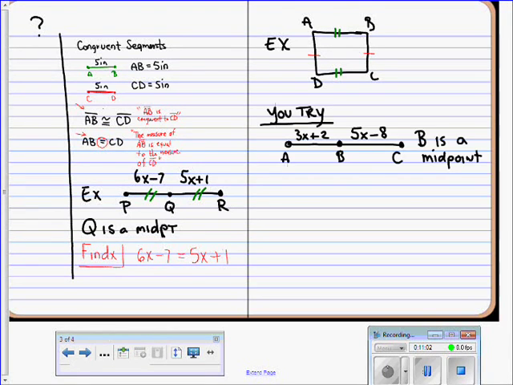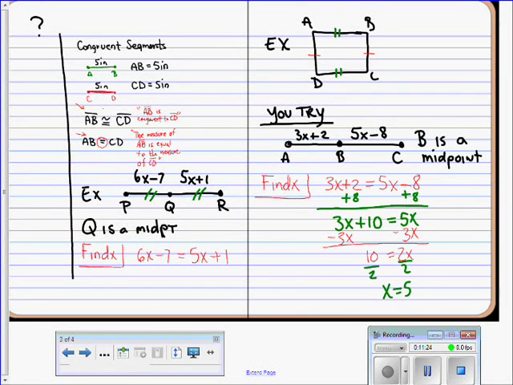Okay, now it's time for you to try, see if you can build some confidence here. I have a segment, or a series of segments, AB and BC. B is the midpoint, just like the previous problem. Set up an equation, solve for X. Put me on pause, and come back in just a few moments to check your work.